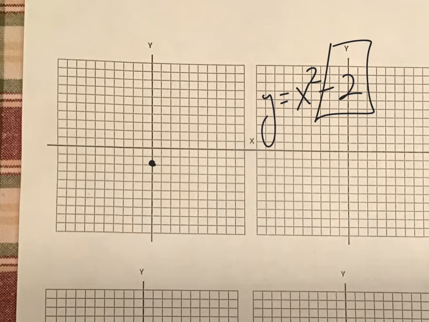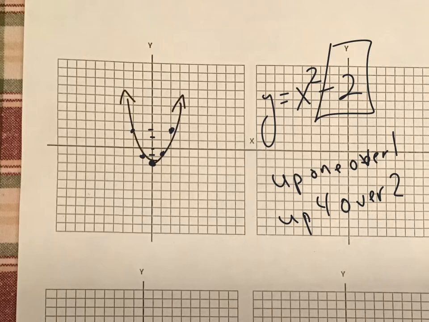Now, if we use our pattern, it's up 1 over 1 and up 4 over 2. So from my vertex, I'm going to go up 1 over 1 here, and up 4, 1, 2, 3, 4 over 2, so here. And then I mirror that on the other side, and now I have my parabola. That's how easy it is to graph a parabola using this pattern. Once you find your vertex, that's it. You're done. You just use the pattern.